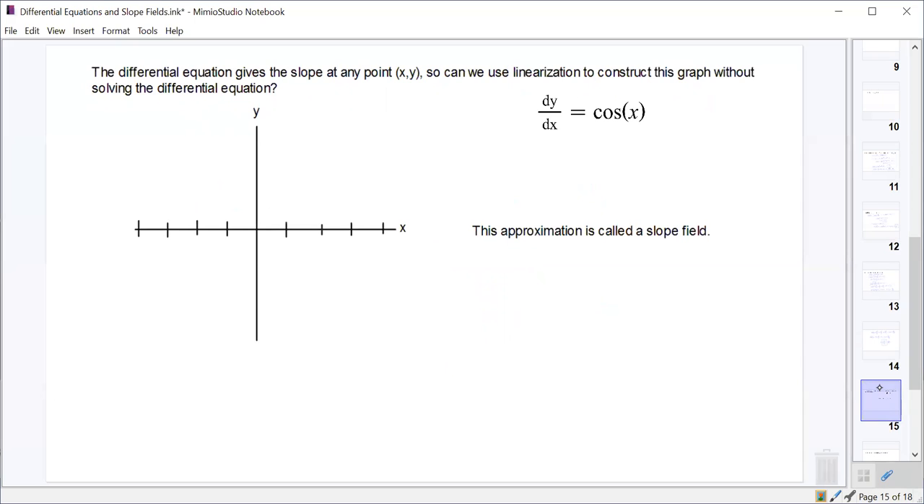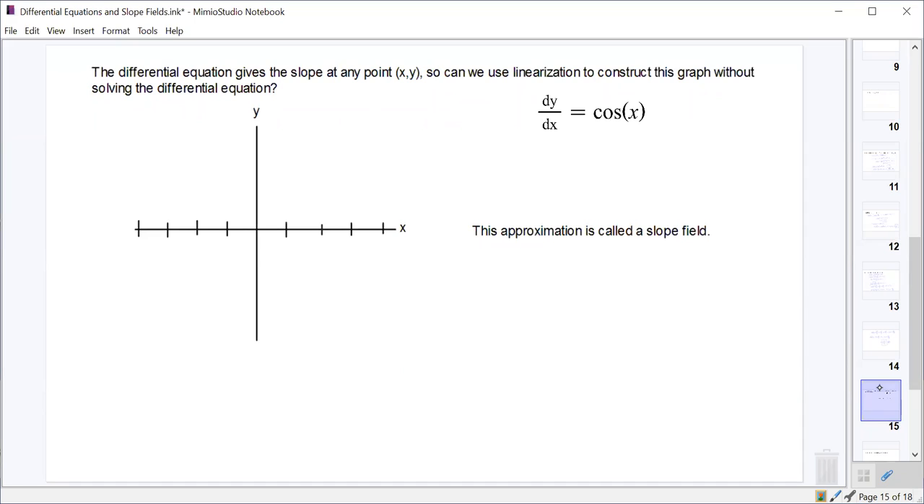The way we're going to do this is we're going to think about what a derivative really is. If we think back to when we first started talking about derivatives, what's a derivative? What does it represent? Slope of the tangent line. Right, the slope of the tangent line to the function.